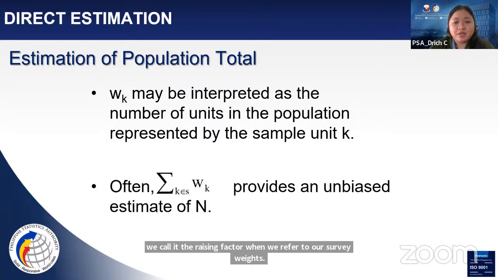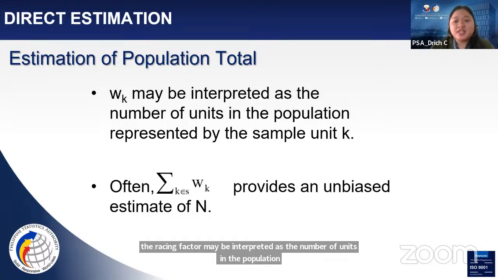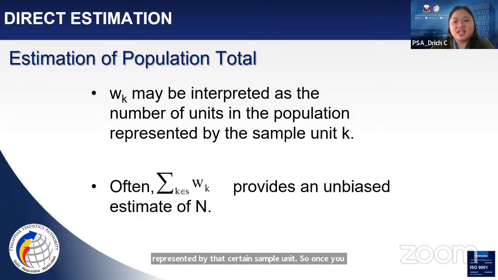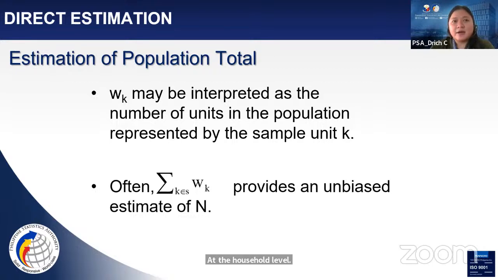And then for the estimation of the population total, or for our discussion, the poverty, the w sub k, or the raising factor, may be interpreted as the number of units in the population represented by that certain sample unit. So once you identify your unit of analysis, for example, the household level, the w sub k represents the number of units in the population being represented by that unit of analysis for which you have collected your survey data. So often, the sum of the total weights provides an unbiased estimate of N, or the total population, or whatever population of interest you are referring to.